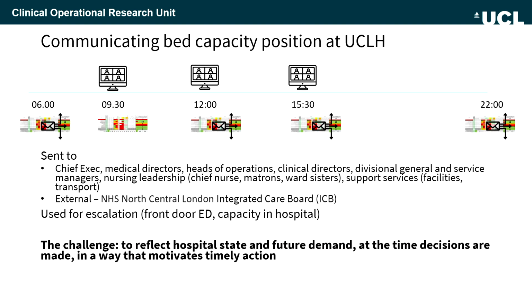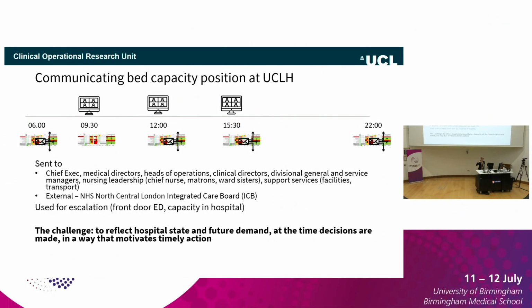This spreadsheet goes around the hospital: everyone from the chief executive, medical directors, senior nurses, support services, and it goes externally to the ICB. It's used as an instrument for escalation. If you get too many red areas in that view, then people have to do things, typically getting wards to start speeding up the process of trying to discharge patients. One of the problems is that you don't necessarily know where to target that action. So the tool that I'm going to talk about is one that's trying to promote targeted action on this problem.